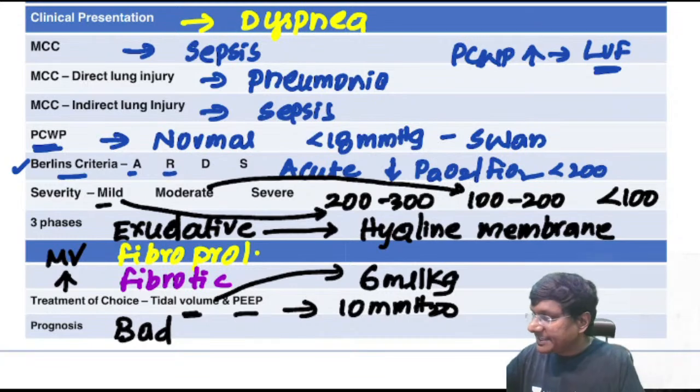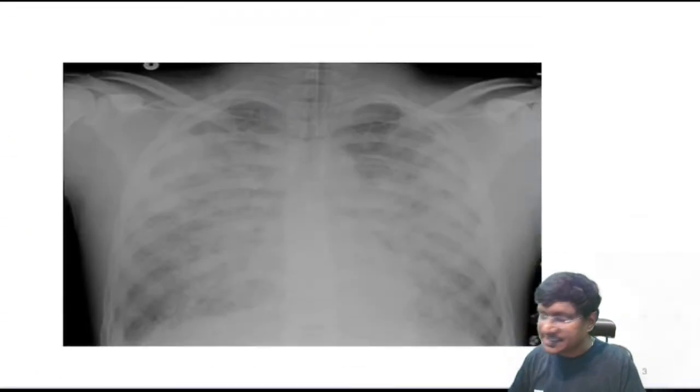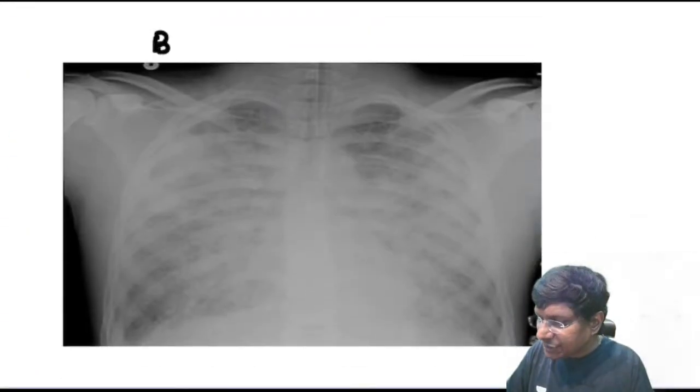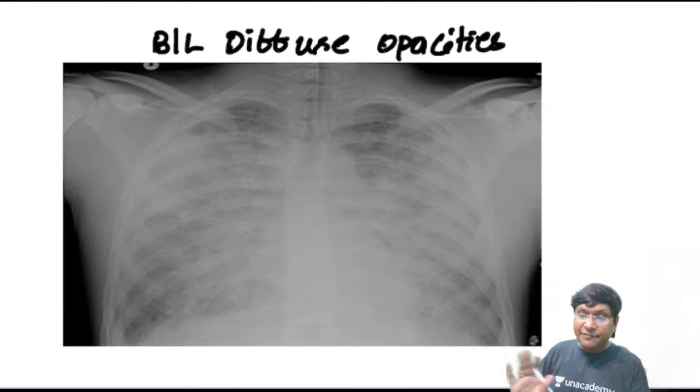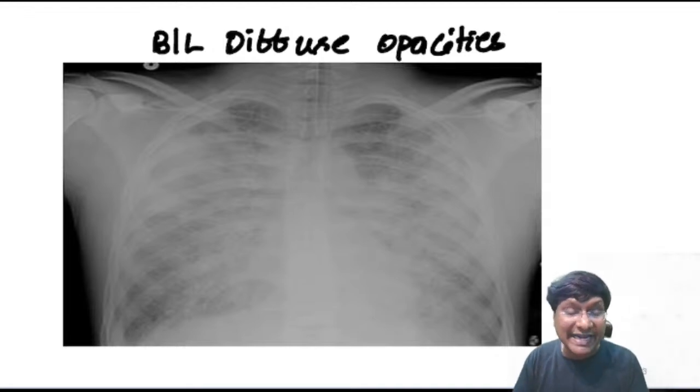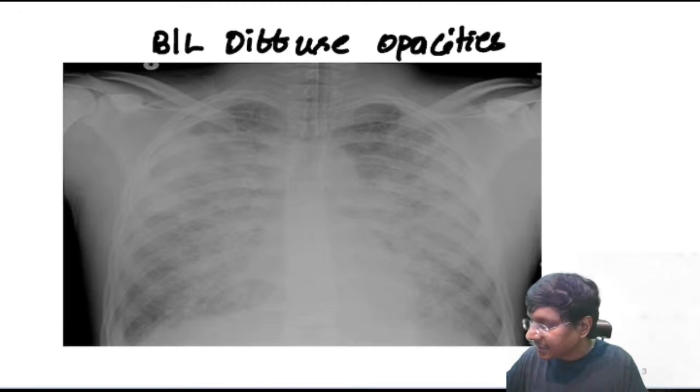Now, how will be the X-ray in these patients with ARDS? This is the X-ray. You have bilateral diffuse opacities, and this we describe as bilateral white out lung.